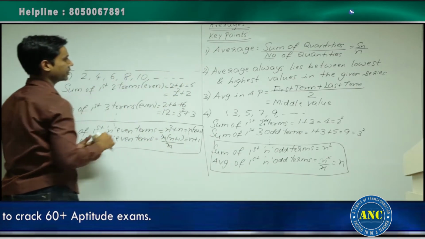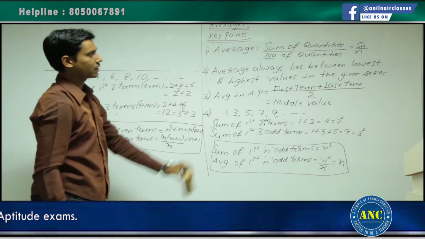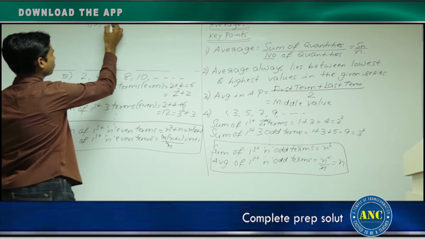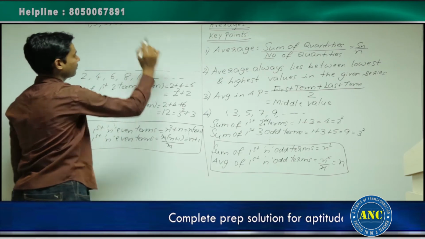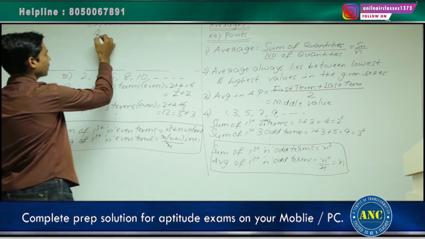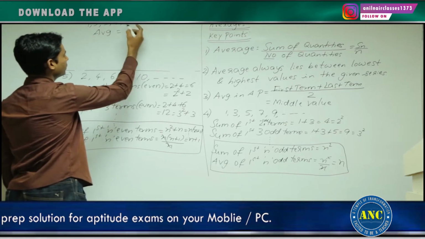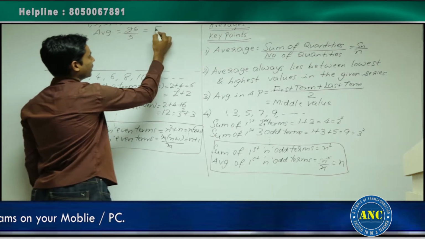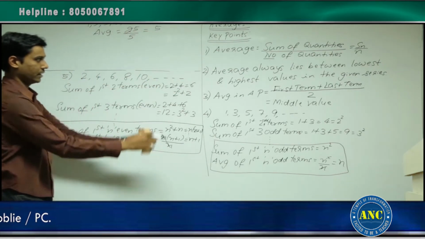Please see here. First point, average is nothing but sum of the quantities by number of quantities. For example, if I have 5 terms, 1, 3, 5, 7, 9. Assume that the series is 1, 3, 5, 7, 9. Average is nothing but sum of the quantities. Sum of all these will give me 25 divided by number of quantities 5. Average for this series is 5. That is the first point.